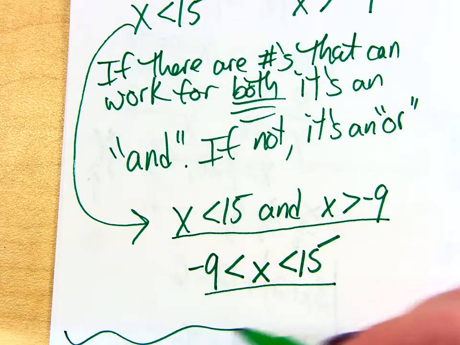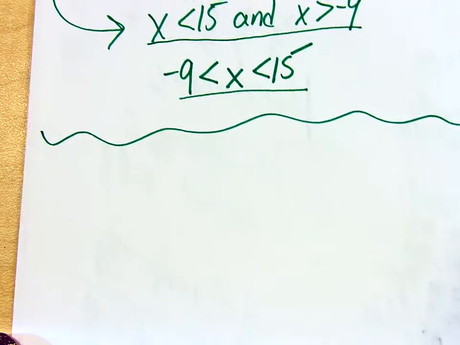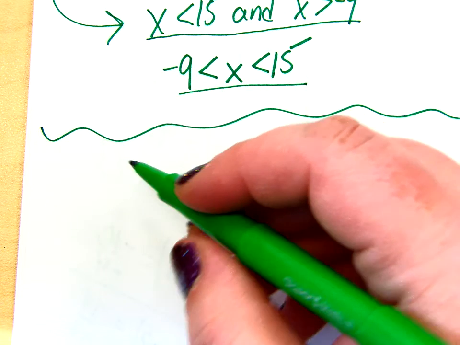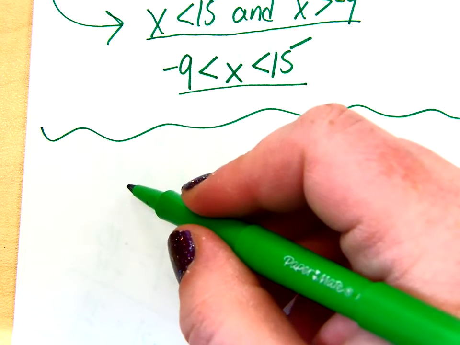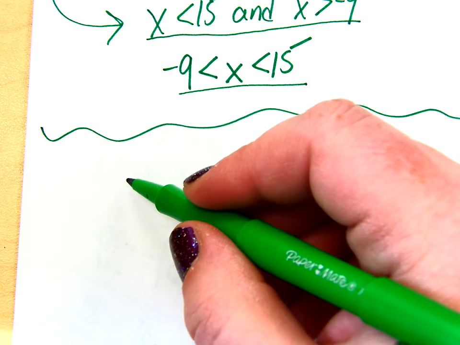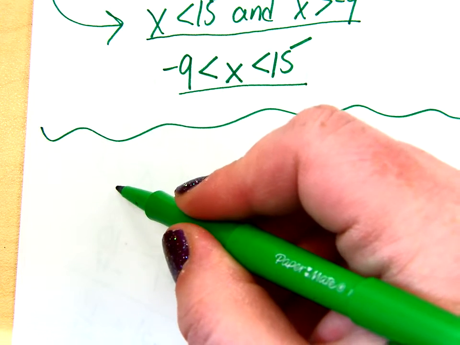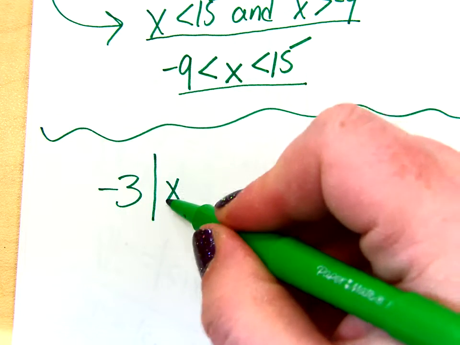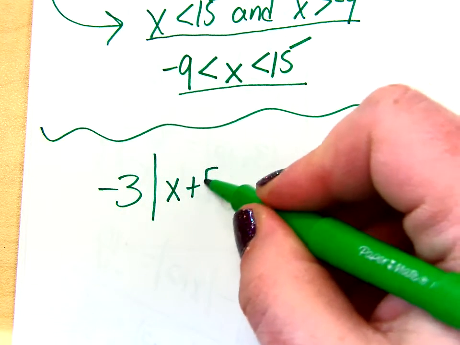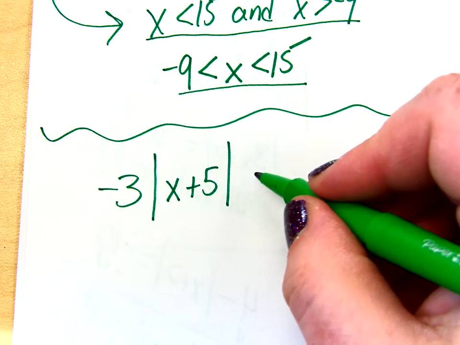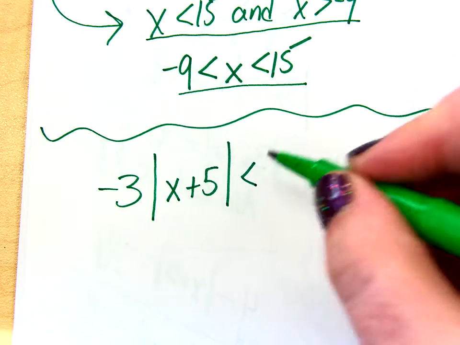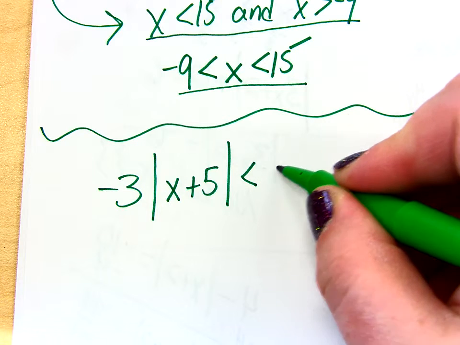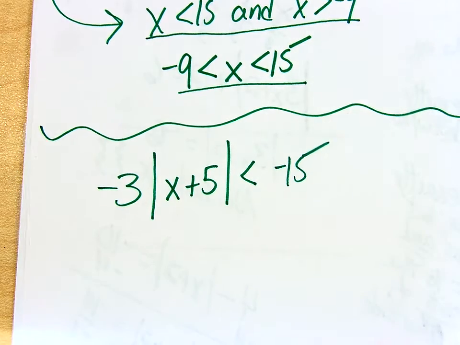What if we had something like, oh golly, how about, oh, we haven't done a multiplication one yet. How about -3 absolute value of x plus 5 is less than -15.